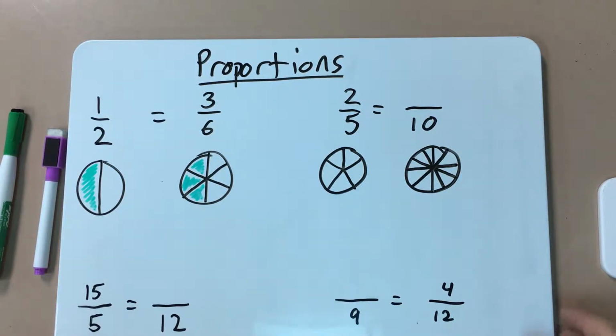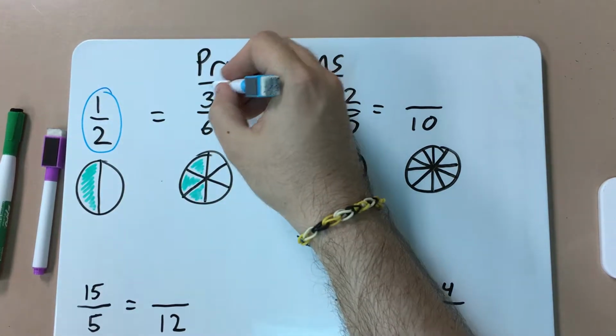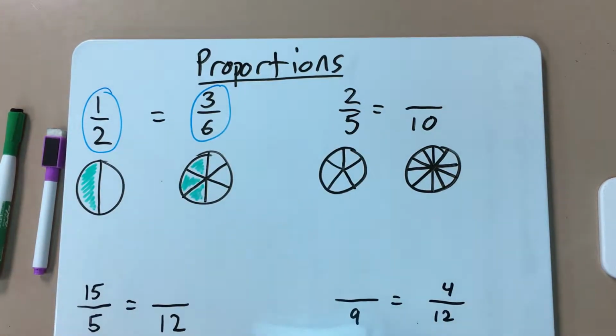This is Mr. W. Today we are going to start talking briefly about an idea called proportions. And you can see a whole bunch of numbers in fractions and a whole bunch of weird pie-looking things here on this board. I will explain what each of these are, but first I want to talk about the basic idea of a proportion. The basic idea of a proportion is that we have two fractions that are equal to each other. That's it. That's the only thing.